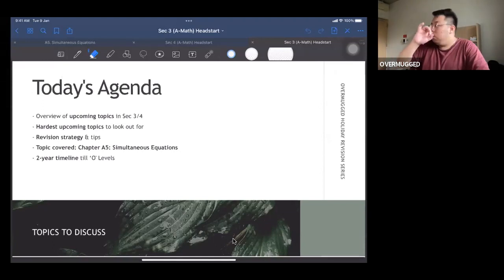Then, I've already sent out the lecture notes that I will be using today for simultaneous equations. I chose a really simple topic to start off with. The notes have already been uploaded, so if you're interested, you can go and take a look. In the later half of the session, we will be using these notes and I will be going through a little bit of the content in this chapter.